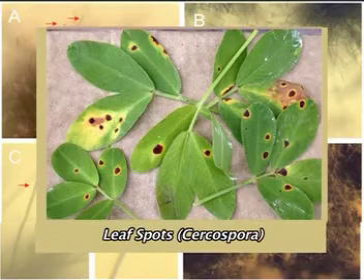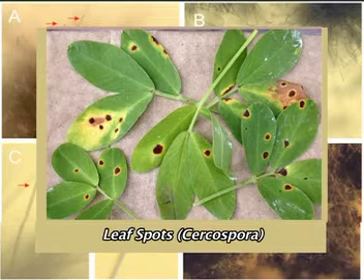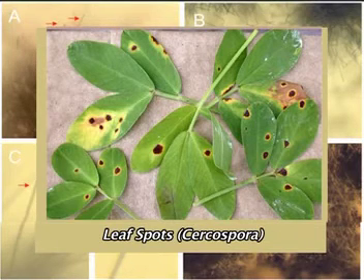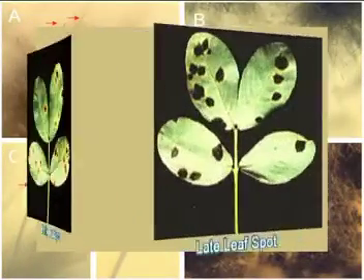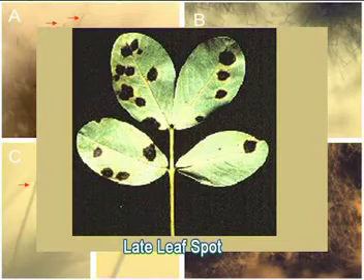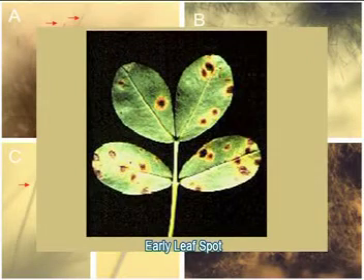Now, Tikka disease of groundnut. This is also a serious disease. The causative organisms of this disease are Cercospora arachidicola and Cercospora personatum. Early and late leaf spots are the most common and serious diseases of groundnut. Together, they can cause losses of up to 50% in pod yield.